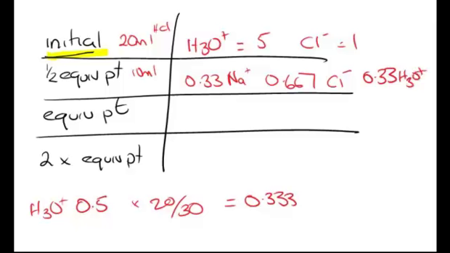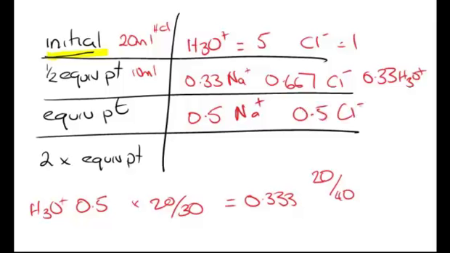So it's 0.33 H3O plus. Now equivalence point is a bit more straightforward in that sodium ion concentration now would be equal to 0.5, because we're going to have basically half, 20 over a total of 40, and the same would apply to the chloride ion concentration. So it's just halving it because we've put equal volumes together, and 0.5 chloride ion.